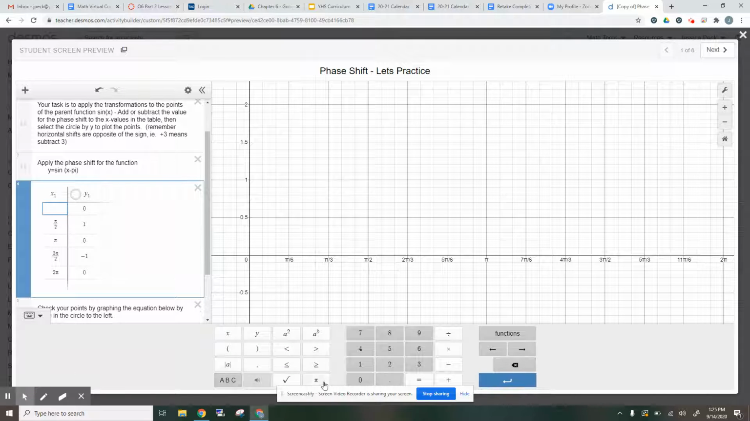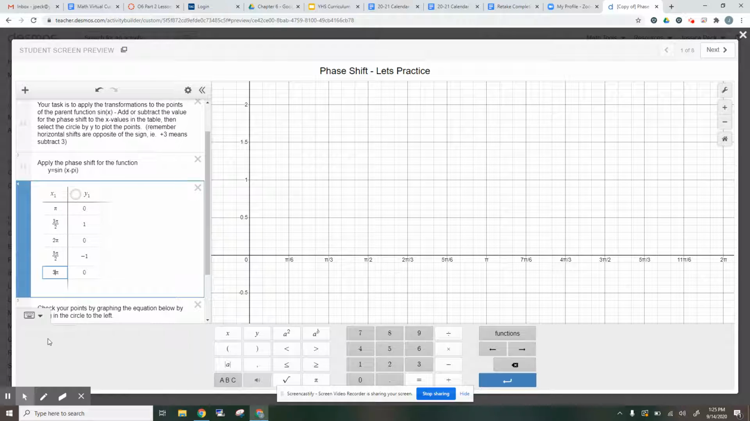If I were you, I would write down on a piece of paper what all of the answers are going to be, and then you can come on here and plug them in instead of trying to do them in your head. So if I add pi to pi over 2, I would get 3 pi over 2. If I add pi to pi, that would give us 2 pi. If I add pi to 3 pi over 2, that would get us to 5 pi over 2. And if I add pi to 2 pi, that would get us to 3 pi.